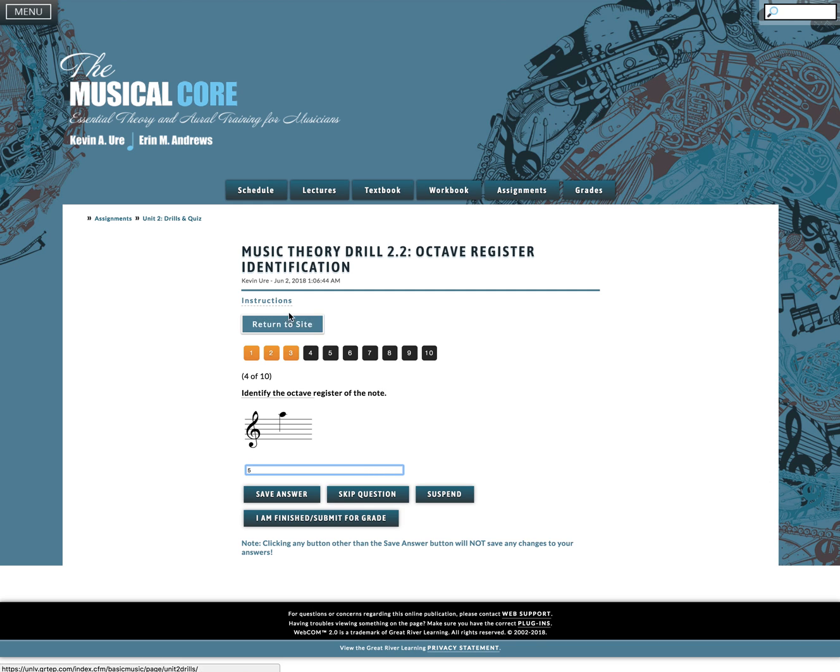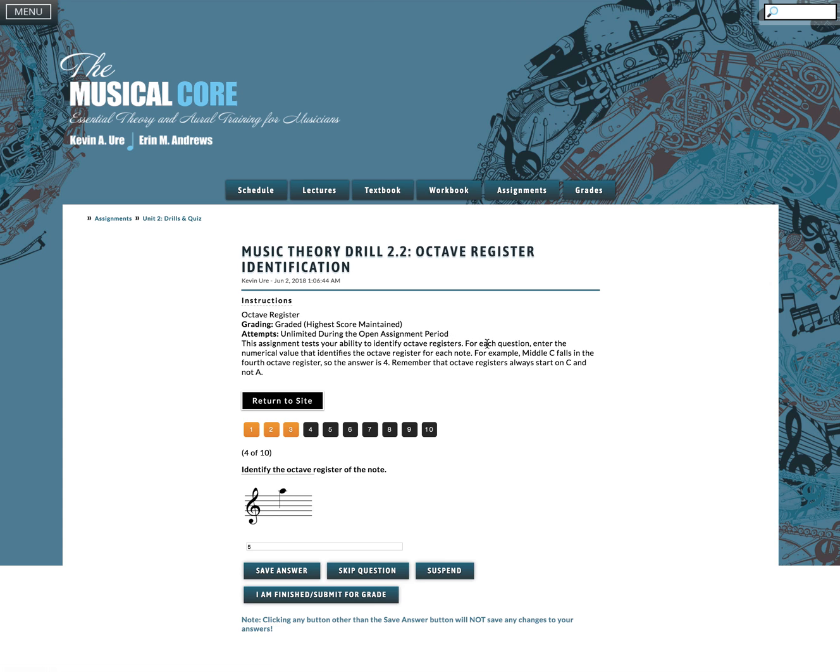So the important thing that you need to remember, and I believe it's in the instructions, is that the octave register always starts on C. It's not A. Even though A is the first note of our alphabet, in music, octave registers begin on C, not A. So it's C4, and then the note right below it would not be B4, it would be B3, because anything below C4 is going to be the next octave down until we get to the next octave below C4, which is C3, and then everything below that is C2. So just remember, octave registers start on C and not A. Otherwise, you'll get a few of these wrong.